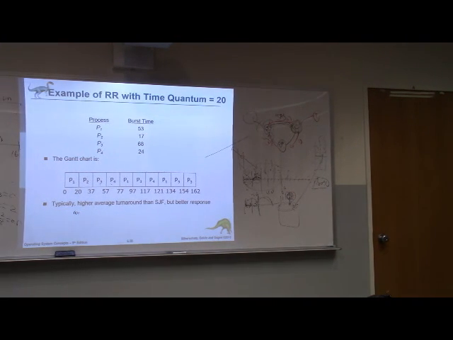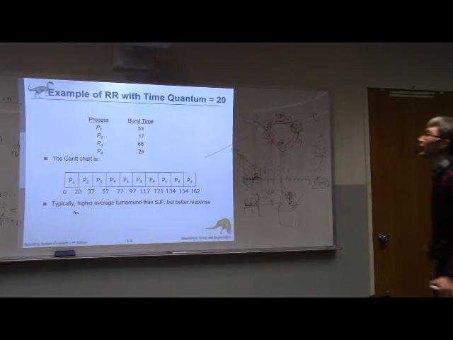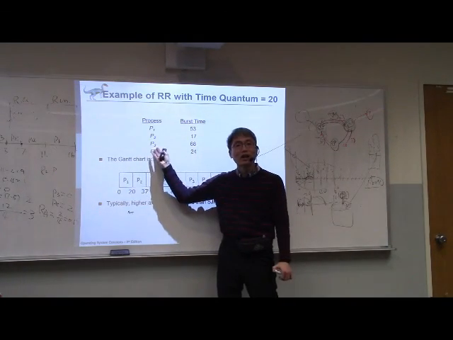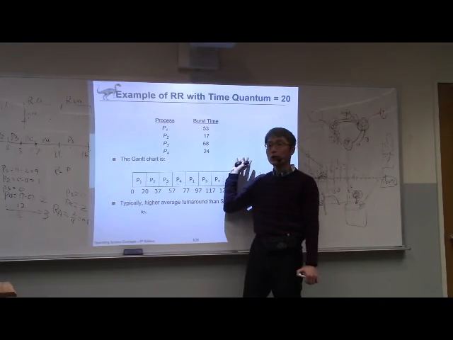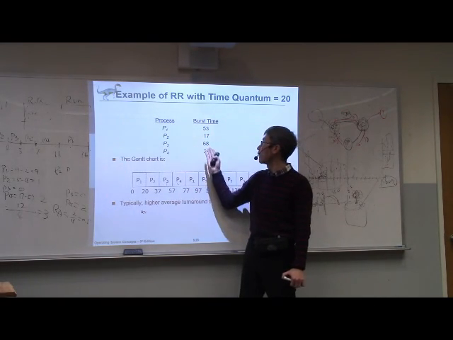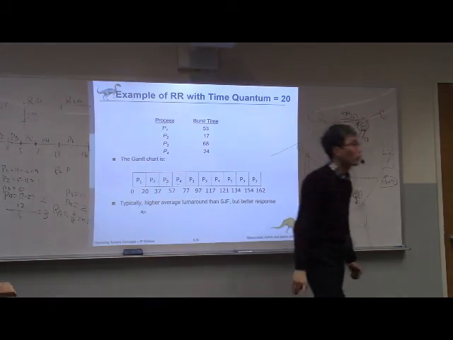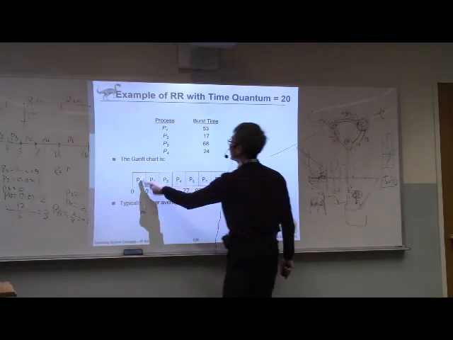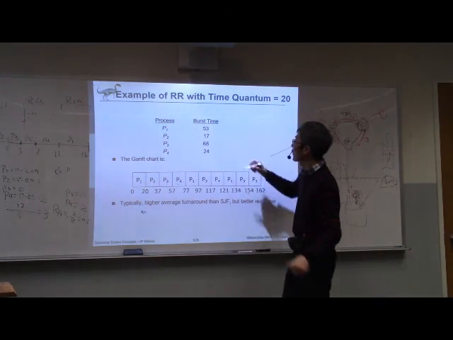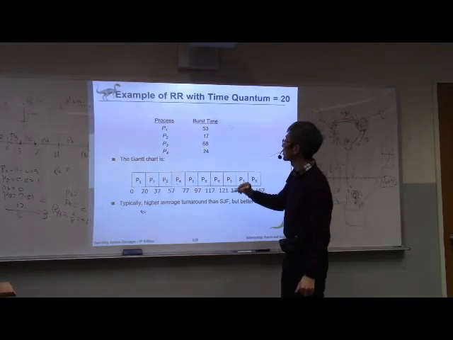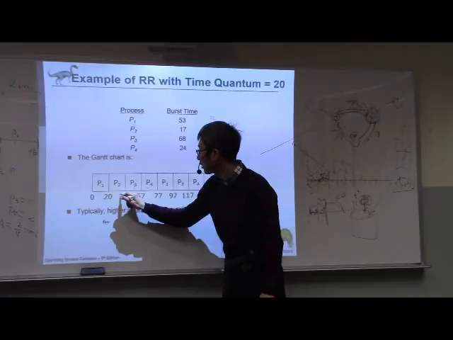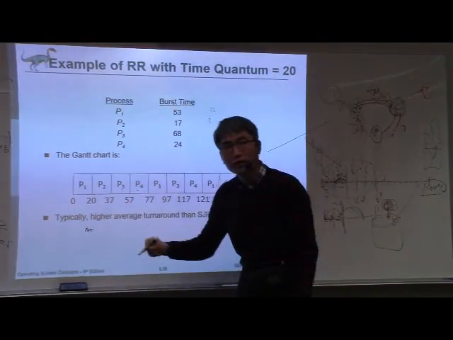P1. Do we need arrival time? Yes, we need arrival time, but in this case, we regard all processes as being in the ready queue. Okay, so we have 1, 2, 3, 4, in this order, 4 processes with the CPU burst times 53, 17, and so on. So first, P1 is selected. Then it takes the first time quantum and the remainder time is 33. Then next P2 will be done. Then it will end at 37.